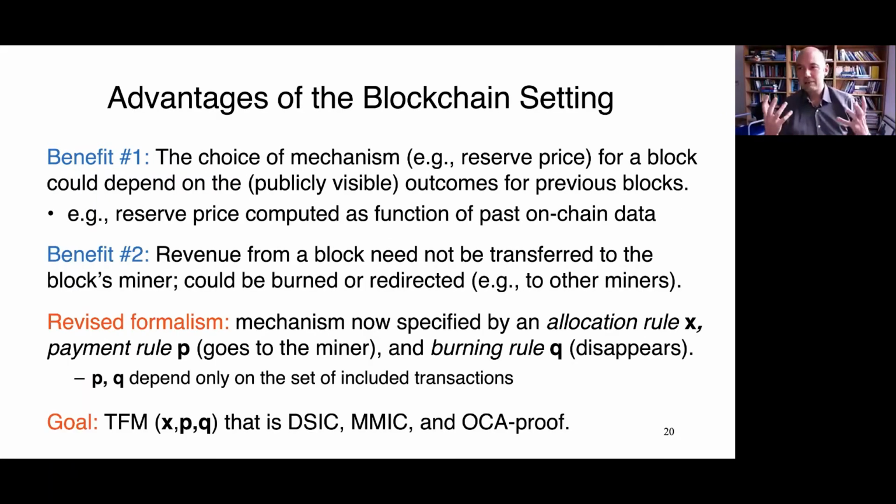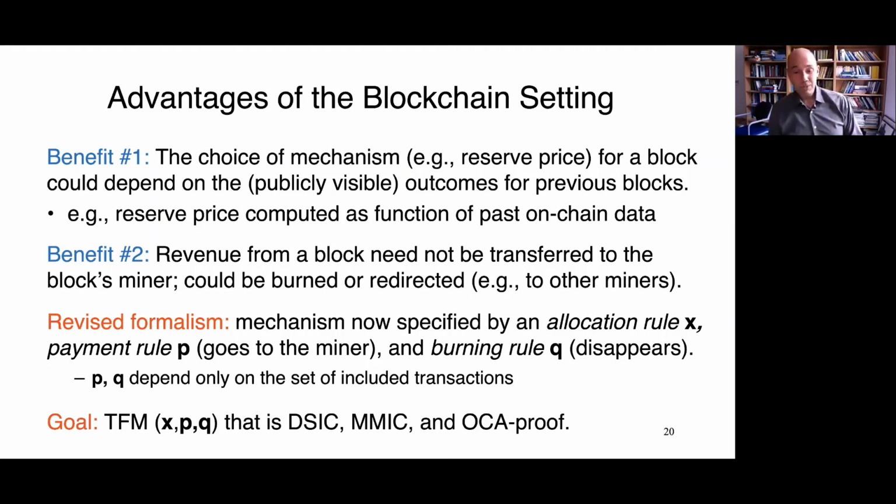Okay, and just to review, right? We've talked about a few transaction fee mechanisms. So the status quo, or the old status quo, first price auctions. Obviously, they're not DSIC at all, right? You definitely don't have a dominant strategy. You want to shade your bid. How much you shade your bid depends on what other players are doing. We argue that it is kind of obviously MMIC, and it is sort of obviously OCA proof. So we get 2 out of the 3 with the first price auction.